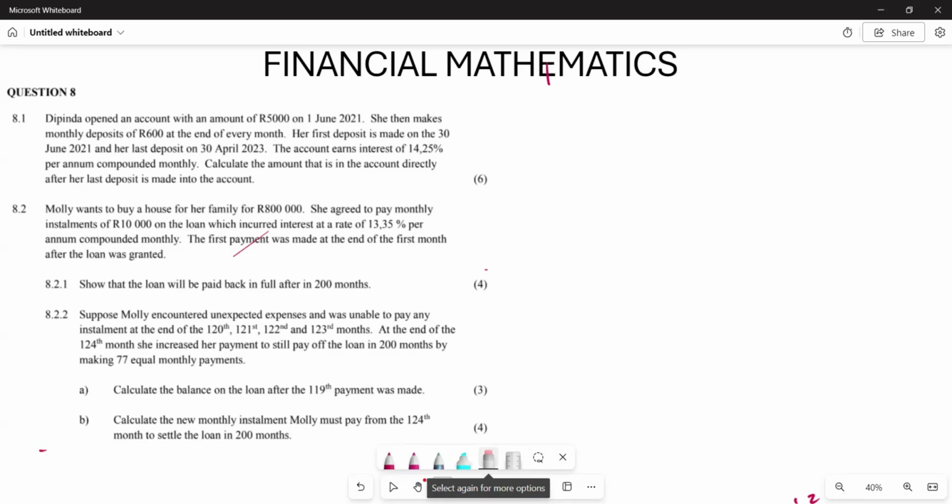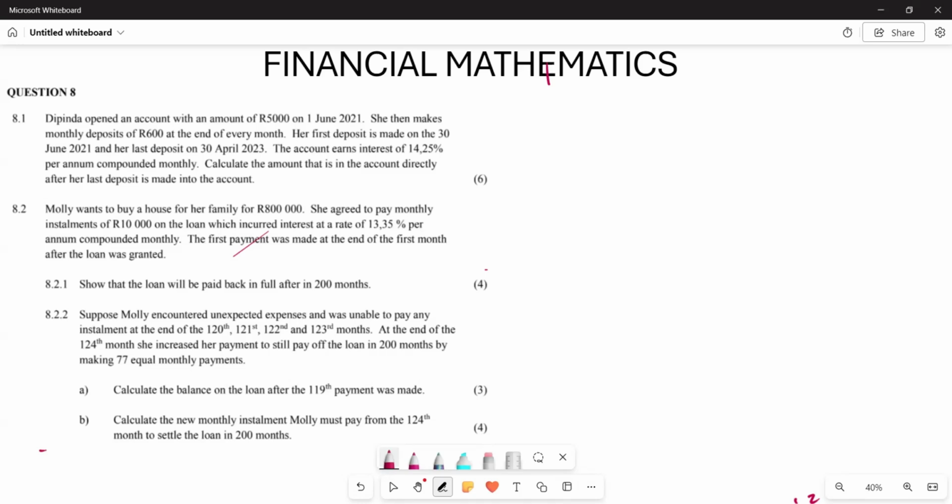So what is it that you're going to do now? Basically, what is it that they are saying here? They say calculate the balance on the loan after the 119th payment, right? So what is it that you are going to do from here? We want to know after the 119th payment what is still going to be owed to the bank. So basically here they want us to calculate the outstanding balance, right?